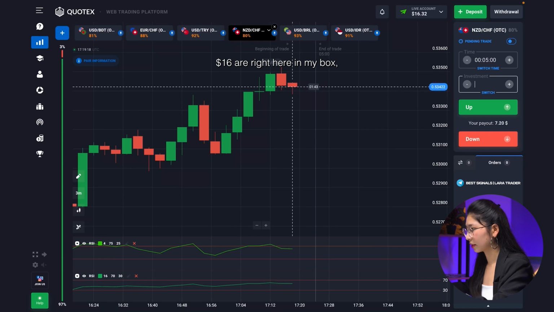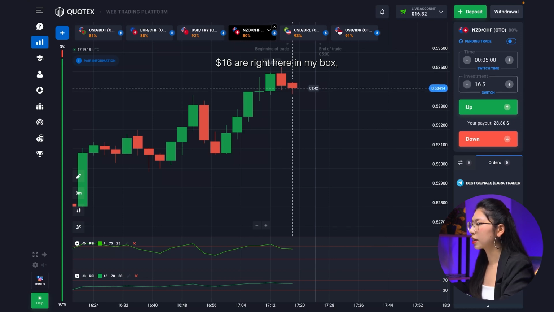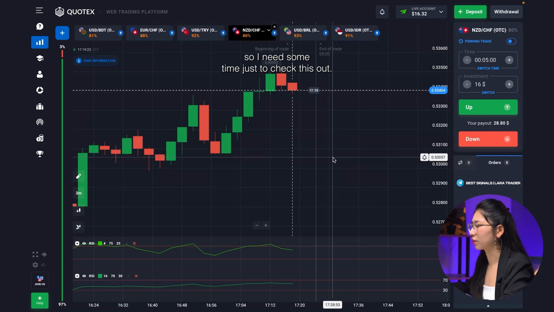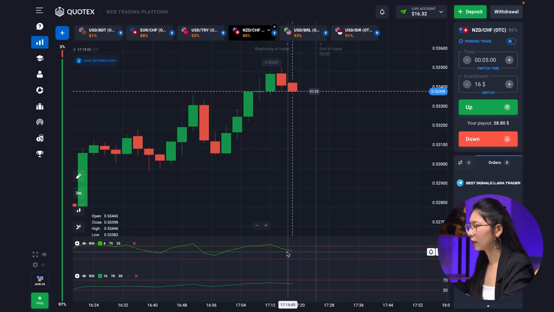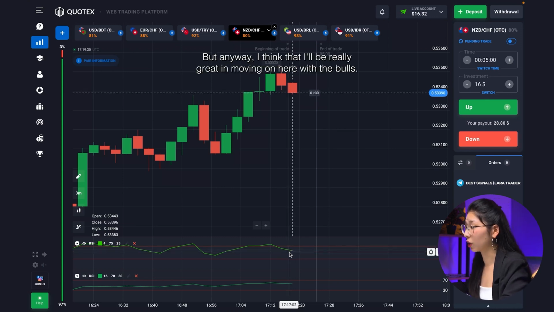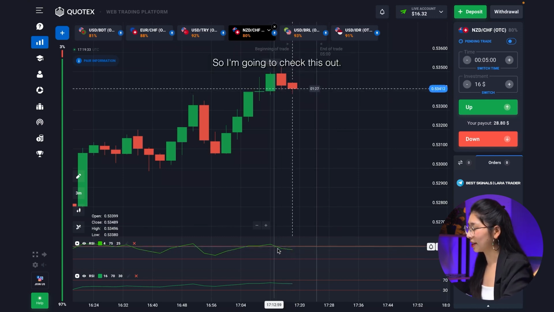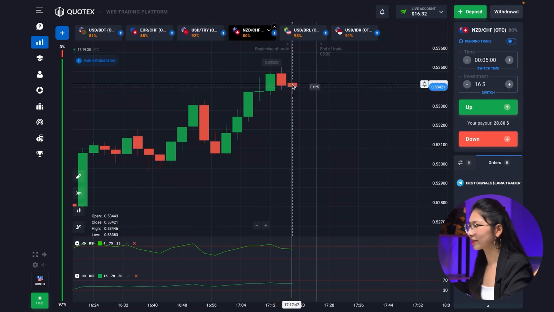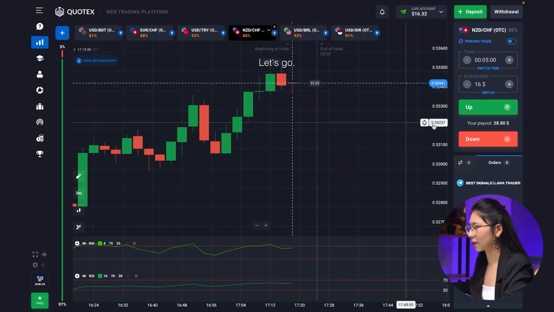$16 are right here in my box, and I need some time just to check this out. But yes, it's quite a risky one, but anyway, I think it will be really great in moving on here with the bulls. That's why I'm going to check this out. So, let's go.